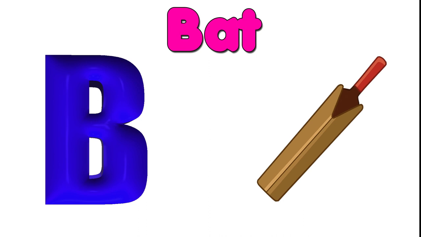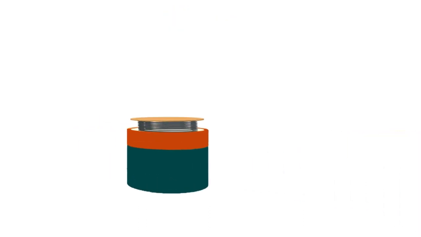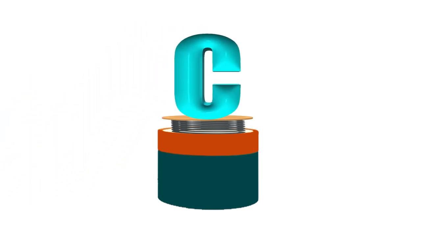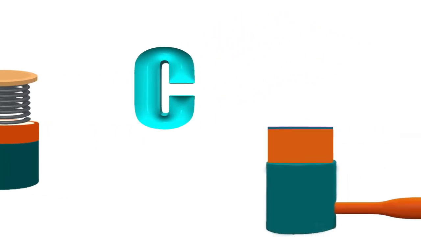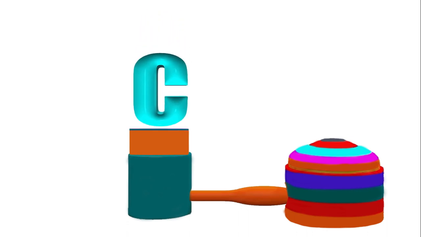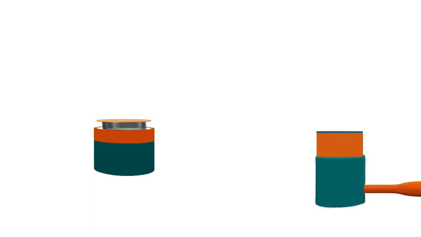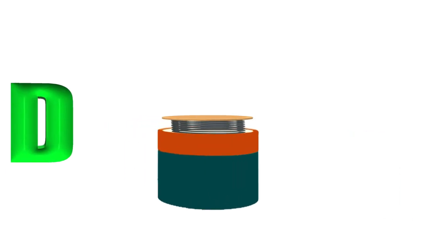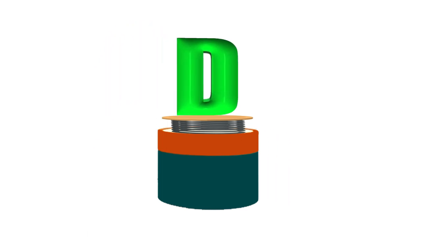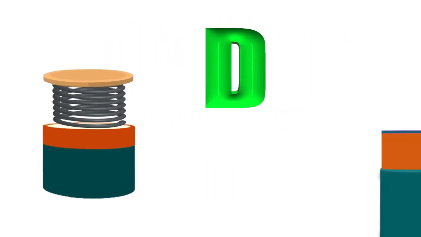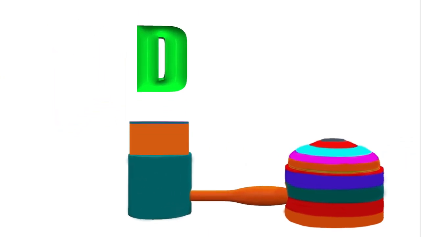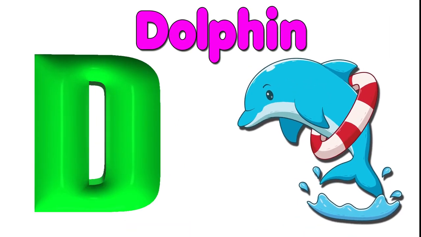B is for bat. C is for circle. D is for dolphin.